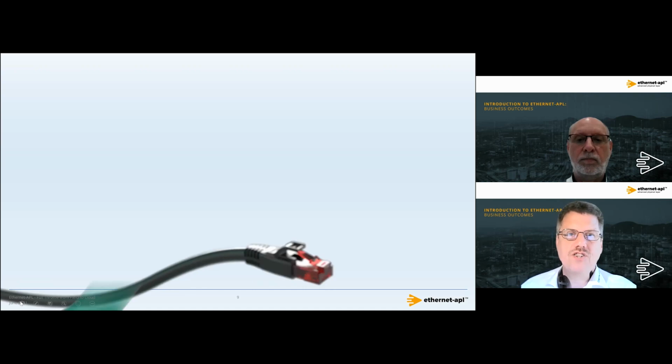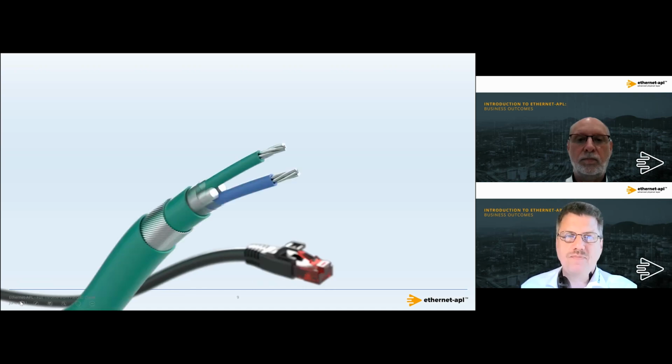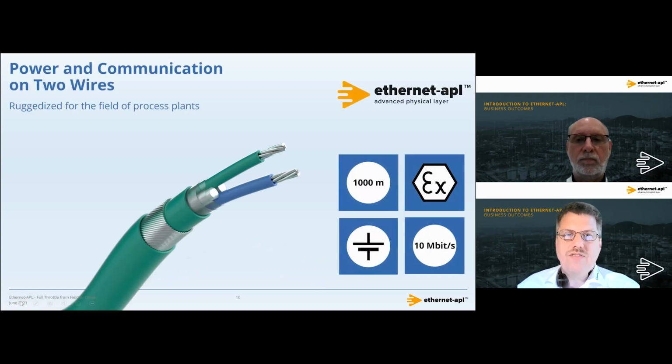What our technicians are looking for in the field is a two-wire cable. This is sturdy and ruggedized for this operation and for easy installation. This is something that our installations people and technical teams are very familiar with. And this is what Ethernet-APL actually brings.